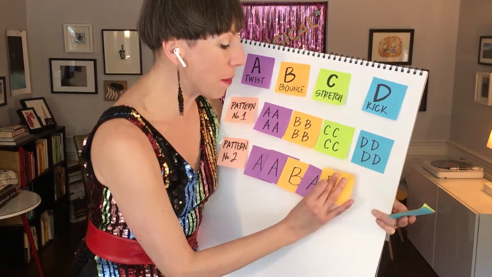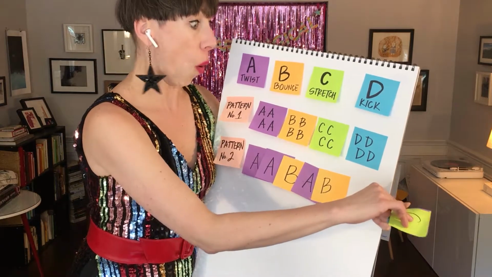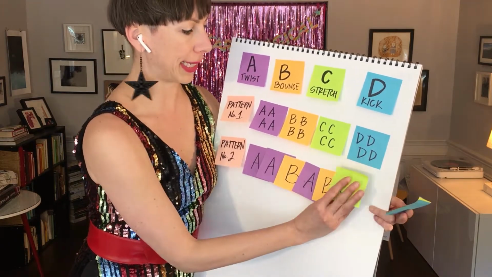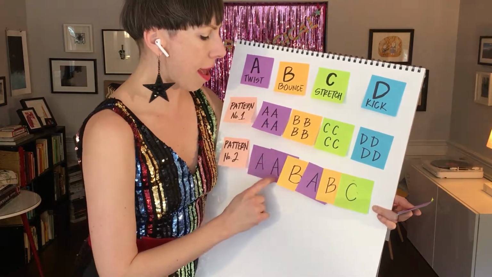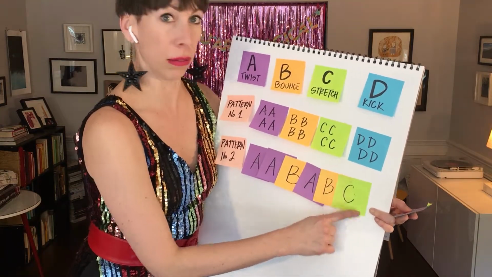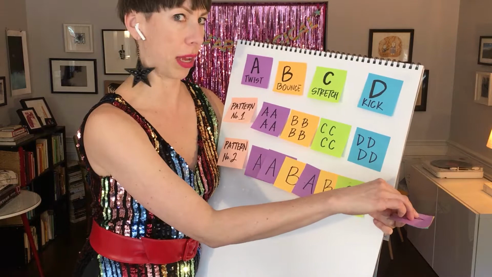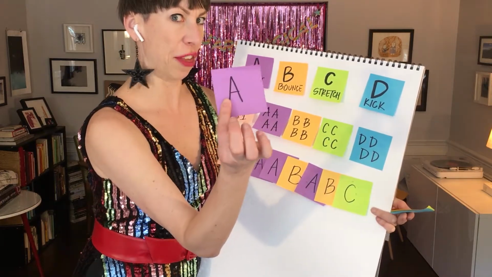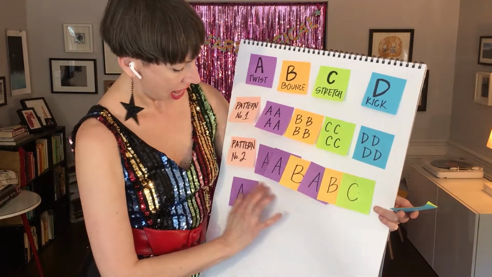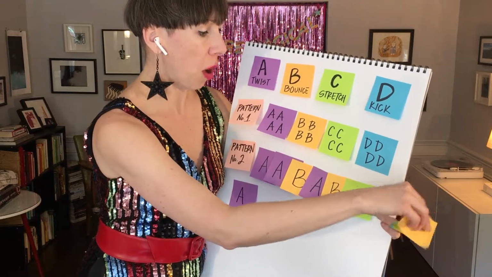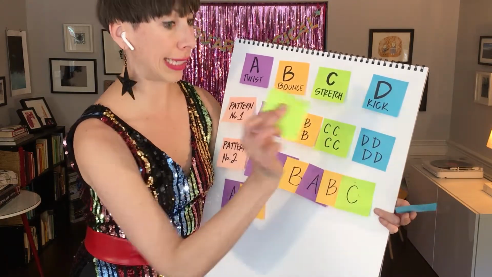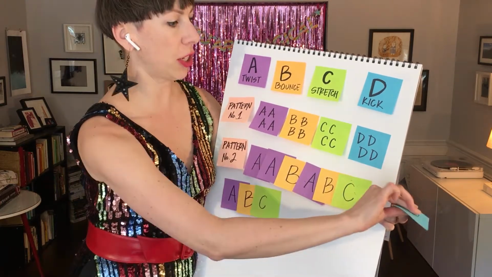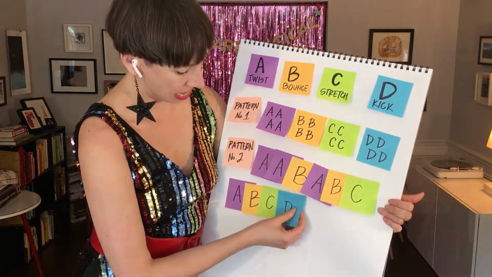Oh, and then a B. Oh, why, hello there, C. Good to see ya. All right, so we have A, B, C. What do you think might come next? It's another A. We need another line. A into another B into another C into a D.